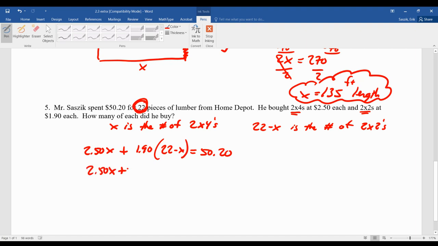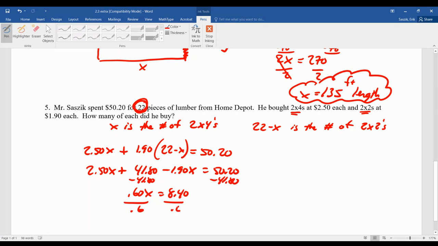So to solve this, we got to do a little distribution. 1.90 times 22 is 41.80. Don't forget to distribute it to the X as well. Combine like terms, 2.50X minus 1.90X is 0.60X. Let's move this over at the same time. And that gives us 8.40. And I do a little division.